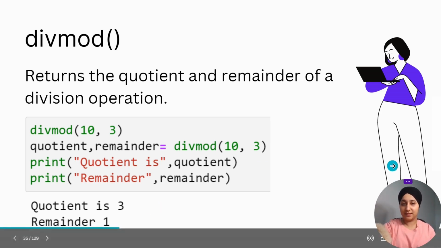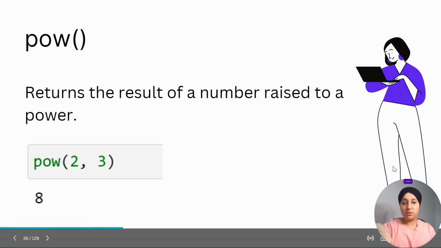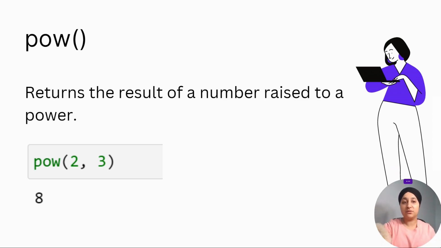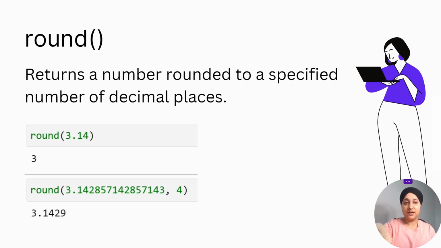It's simple. Another function is pow, which returns the result of a number raised to a power. For example, 2, 3 enclosed within the parenthesis of the pow function, or we can say power function, means 2 raised to the power 3. That means 8. The round function returns a number rounded to a specified number of decimal places.